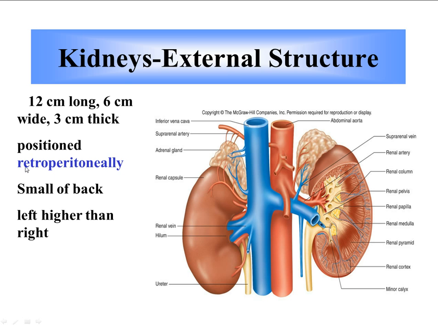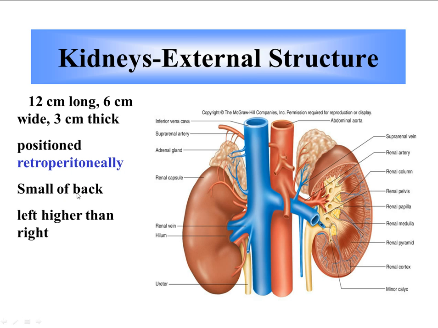Now, retroperitoneally means that it is behind that parietal peritoneal membrane. Okay, so the kidneys are actually not in that peritoneal region, it is behind it. It is still in the abdominopelvic cavity, but there is a membrane that's thin, almost like saran wrap, that separates the kidneys from those other organs. So it's retroperitoneal.